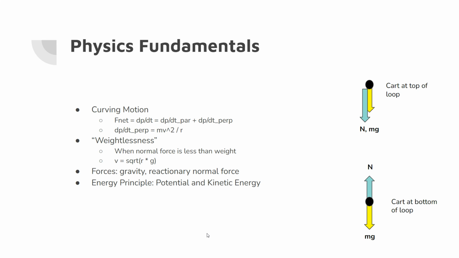Of course, we're going to have F net equal to dp over dt, the change of momentum, which is also equal to the sum of the parallel components and the perpendicular components. The parallel component is obviously dependent on the speed more. The perpendicular component is also dependent on the speed and the radius and the mass.